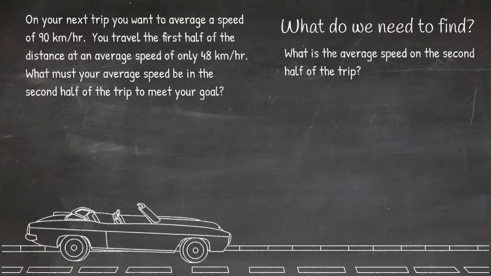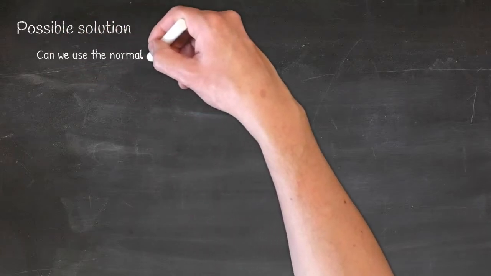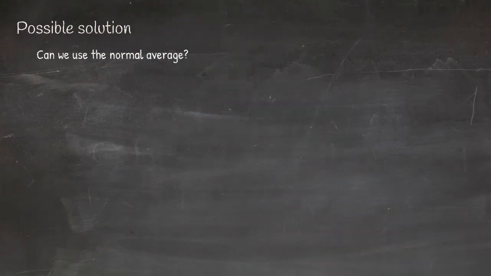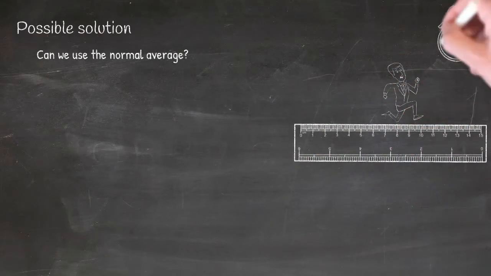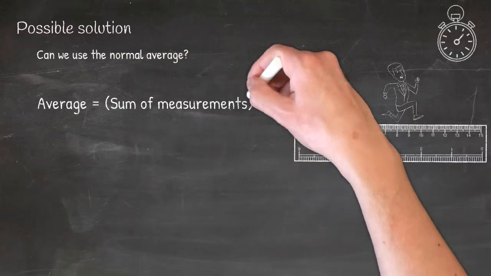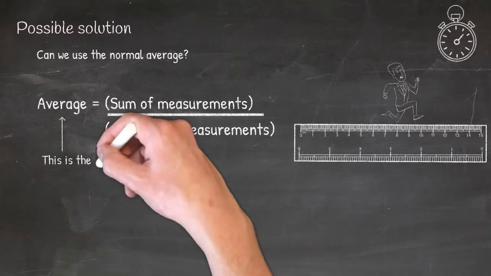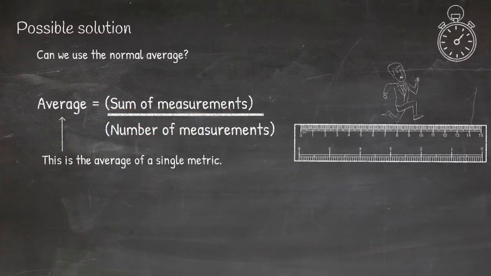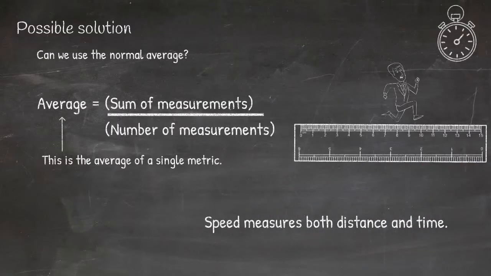Now, we're not given a total distance for the trip, but that's not necessary in order to calculate what our average speed is going to be. You might be thinking, well, this isn't such a tough problem. Can't we just take the average like we normally do? You could measure a distance over a fixed time or a time to move a fixed distance and use an average where you add up the measurements and then divide by the number of measurements you've taken. But that's only measuring a single metric, a single measurement at a time. Speed measures both distance and time simultaneously, so we can't find an average in the same way.